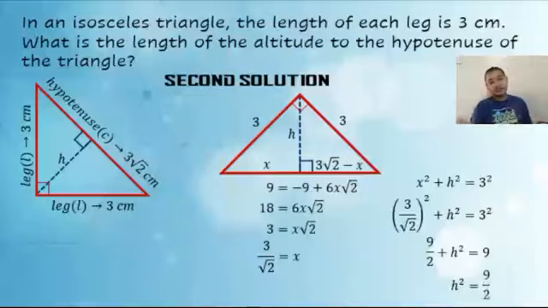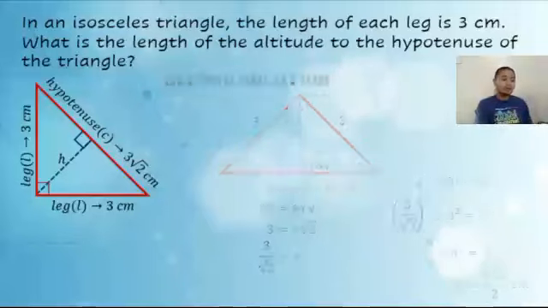So for us to identify the value of h, we get the square root of both sides of the equation. So h now will be equivalent to the square root of 9 over 2. Simplifying that one, that will be 3 over square root of 2. Rationalizing that one, and yes, you are correct, we will arrive at the same answer from our first solution. So h now will be equivalent to 3 square root of 2 over 2 centimeters.